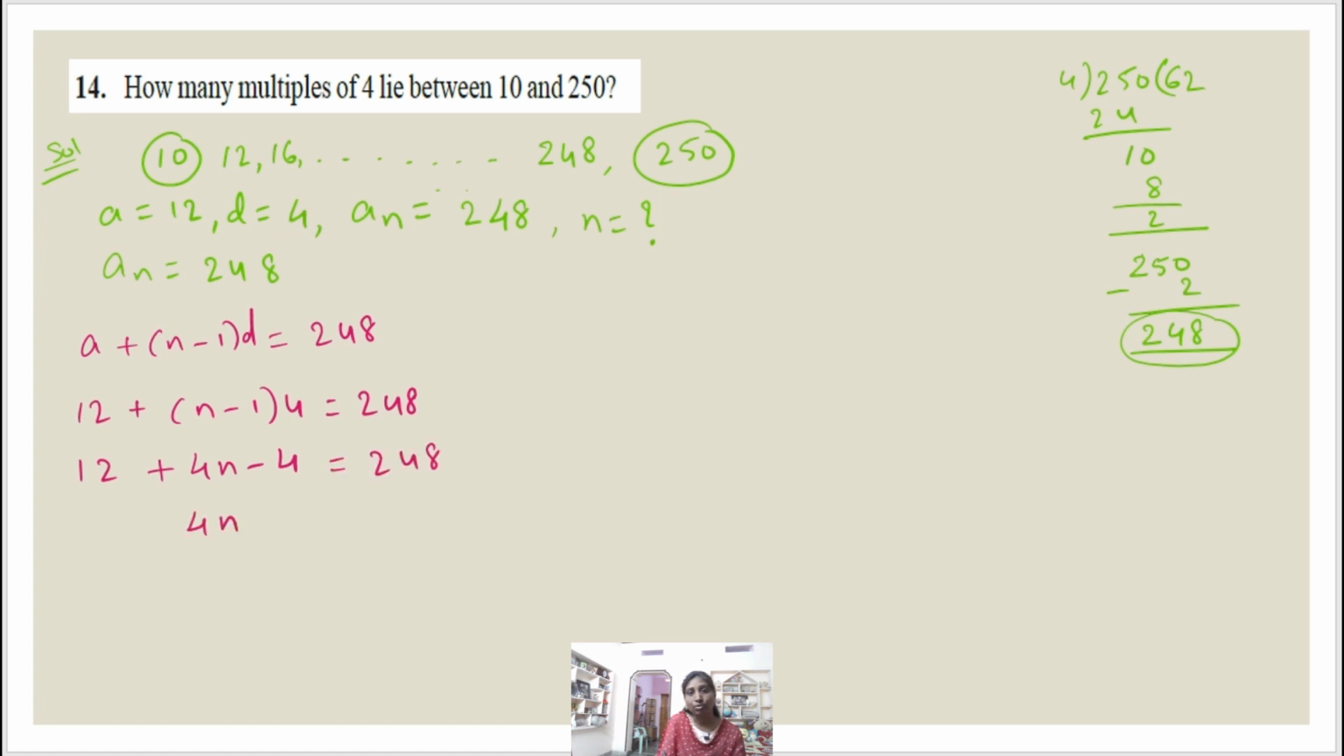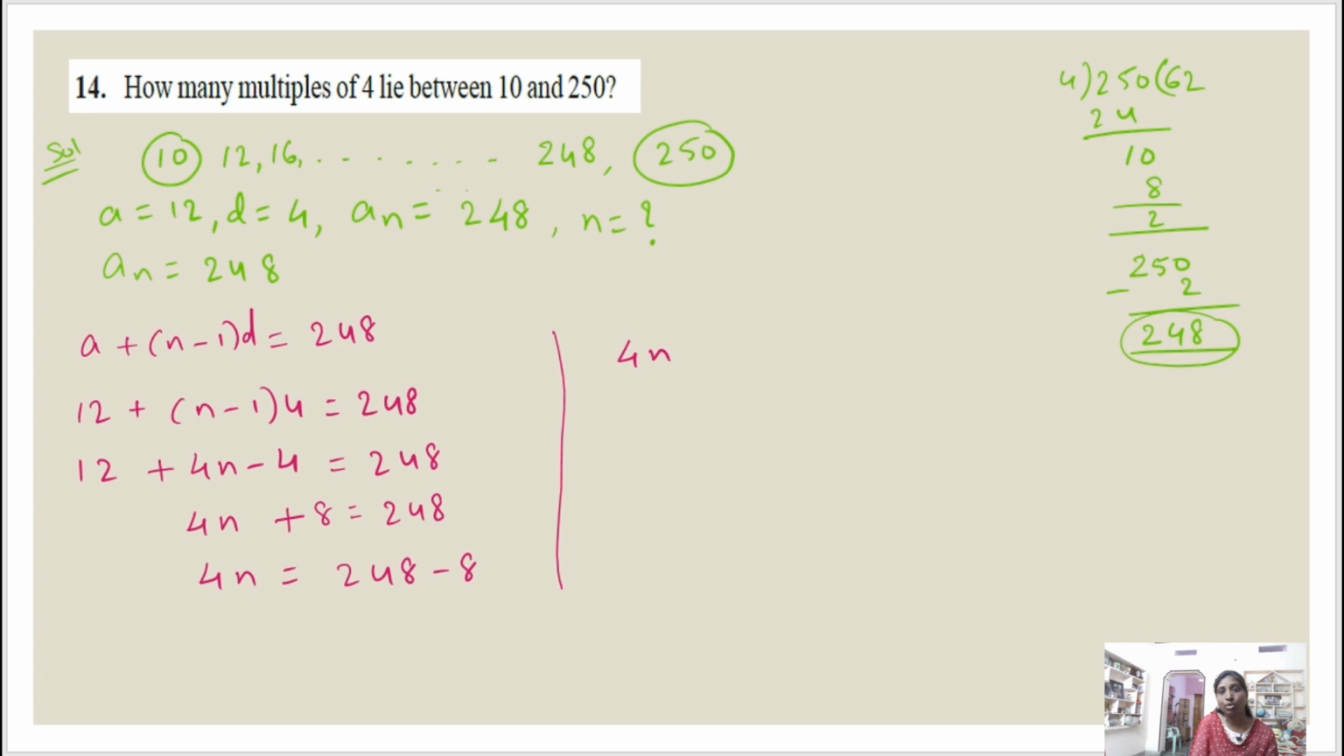248. Now 4n is equal to, here I will subtract first. 12 minus 4 is how much? 8. 4n plus 8 is equal to 248. Now 4n is equal to 248 minus 8. It means 4n is equal to 240. It means n is equal to 240 by 4. Now cancel it. 60. n is equal to 60.